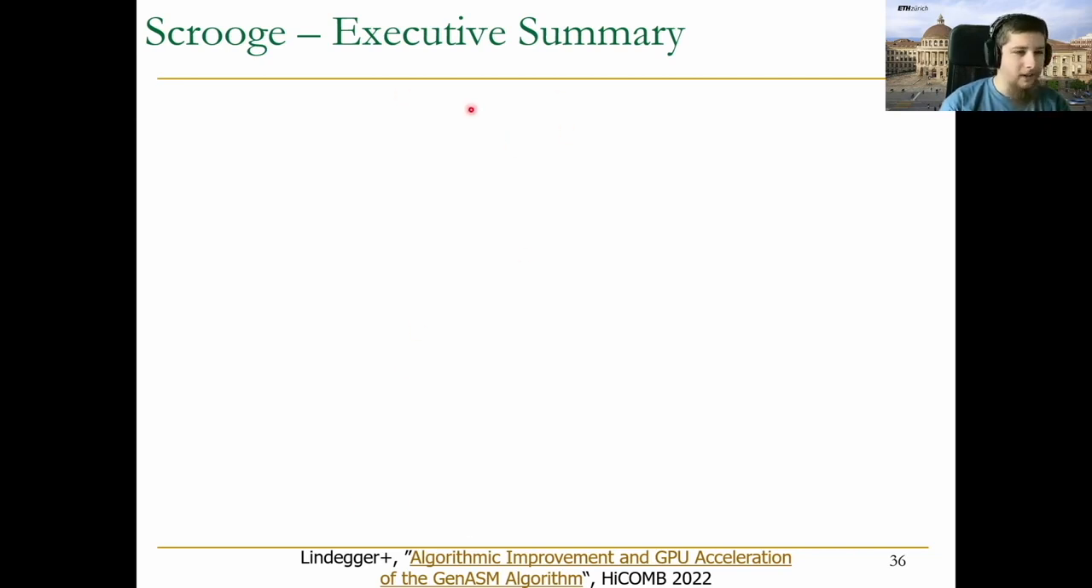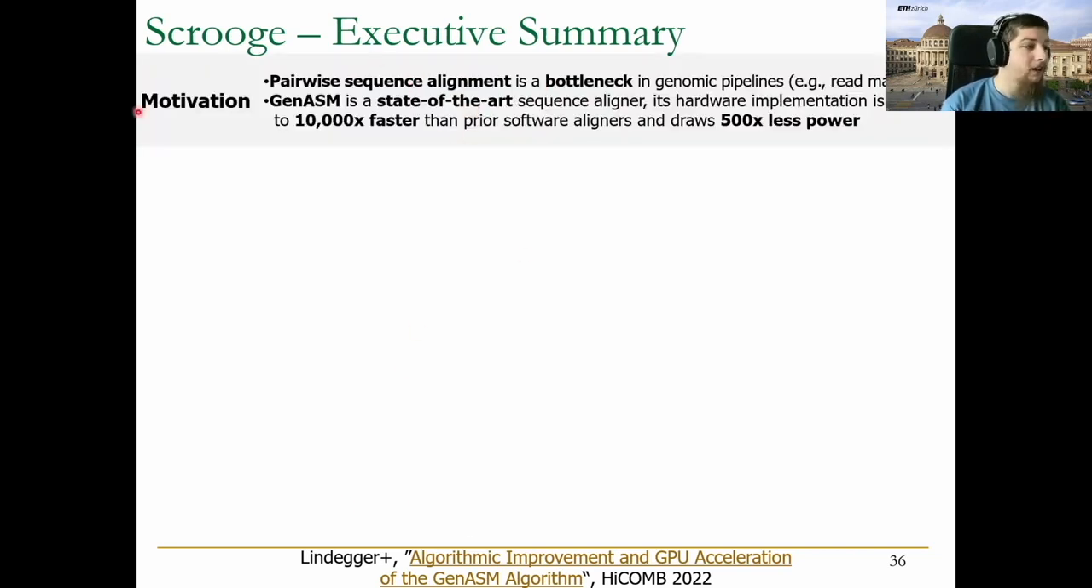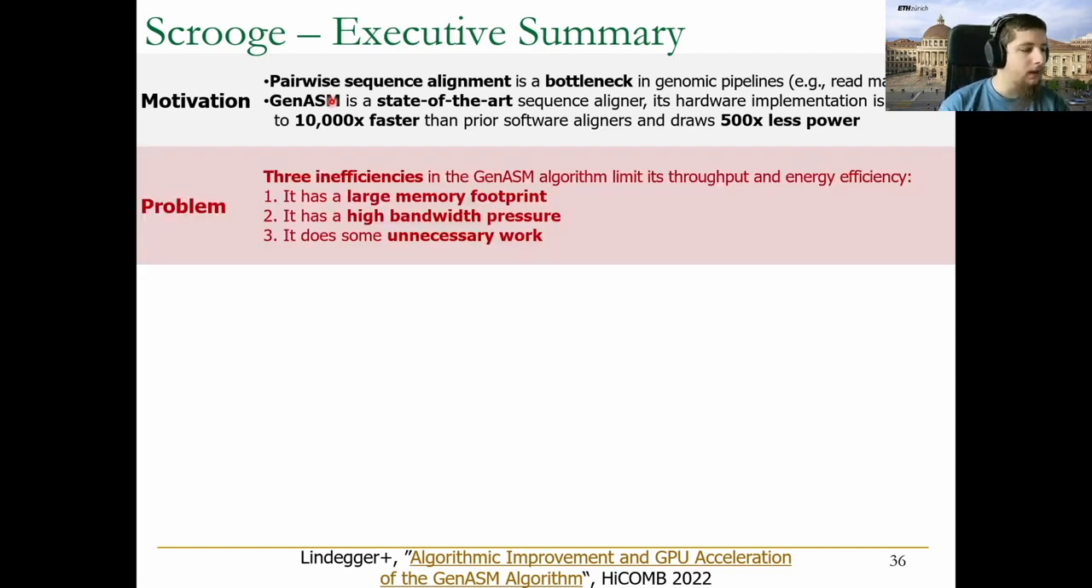So let's quickly look at an executive summary here. We went over the motivation here. We need fast pairwise sequence alignment, and Genome is this kind of highly efficient state-of-the-art algorithm. It was really good also in hardware, and it has some parallelism in there. We're motivated to explore it on GPUs. And we observed that there are some inefficiencies in there, and in particular for now we should look at this memory footprint issue, right? For right now we're fighting the occupancy problem on the GPU, so we're mostly interested in this large memory footprint problem.